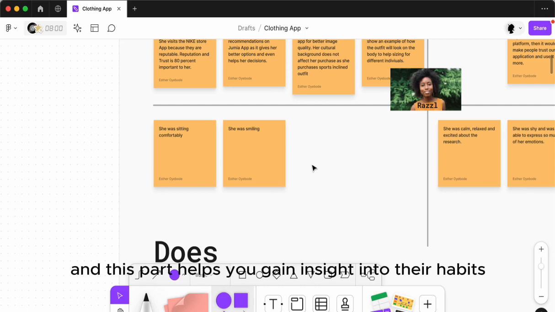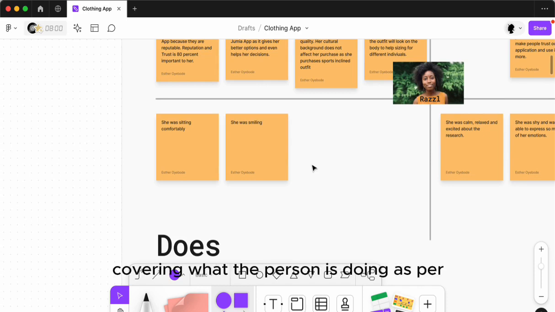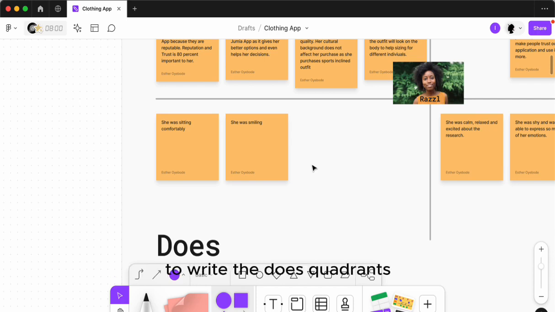And this part helps you gain insights into their habits, their preferences, their patterns. So if there's someone who was not sitting calmly, they were just everywhere, they were gesticulating, they were looking right, looking left, they were not focused on you, you will understand that their mind is probably everywhere. You can write the does quadrant covering what the person is doing as per the profession of the person, or you can use what the person was doing at the time you were interviewing the person.